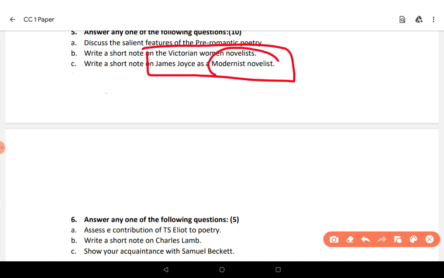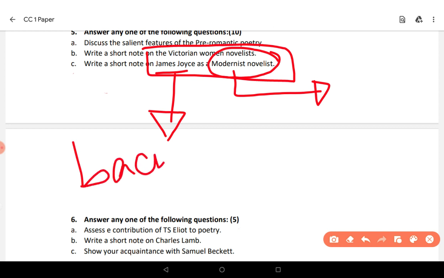Next question is on James Joyce as a modernist novelist. Mention in brief the modernist movement in the introduction. Write about the time frame. Please Google it if you don't have notes. Then talk about James Joyce. Give a little bit of background. Where was he born? Dublin, Ireland.